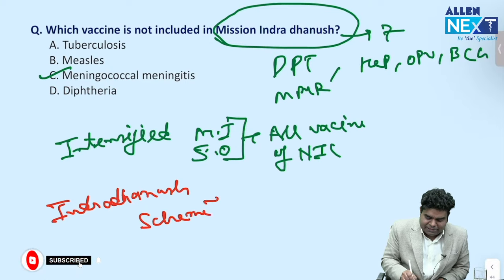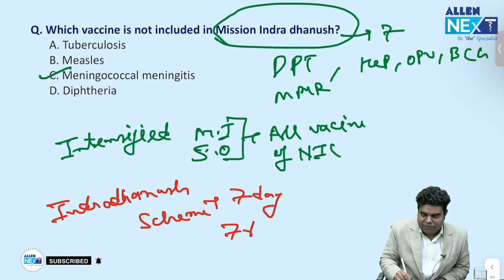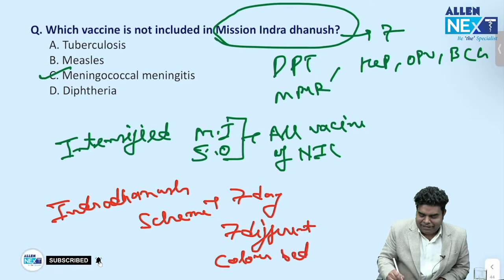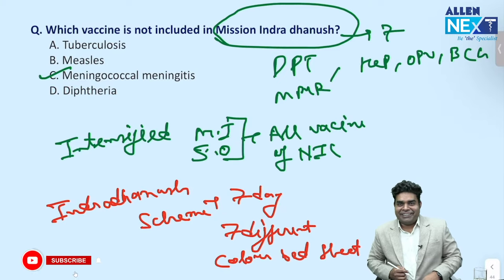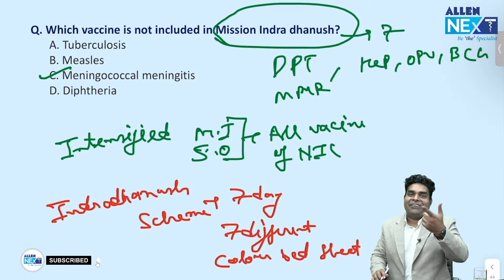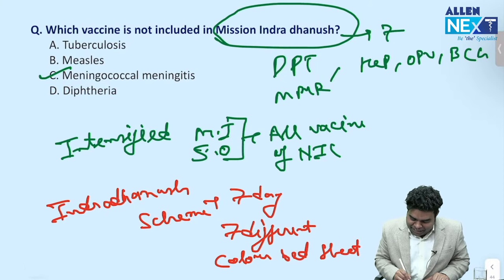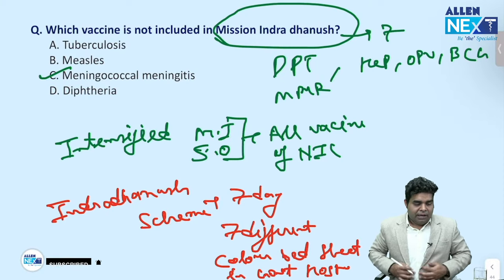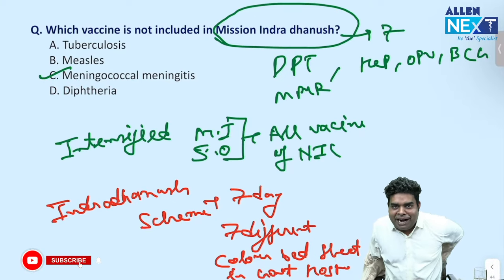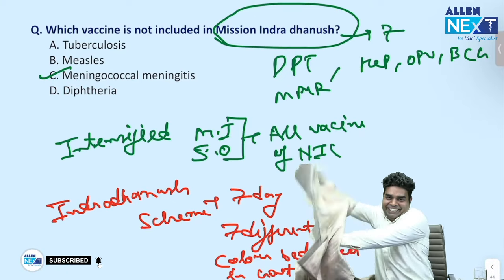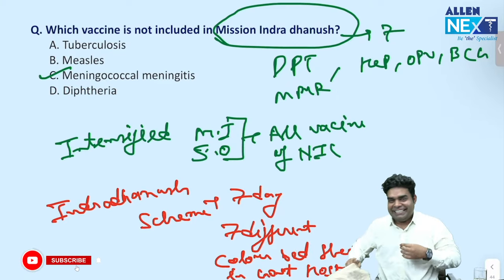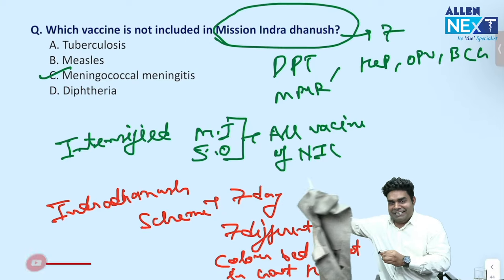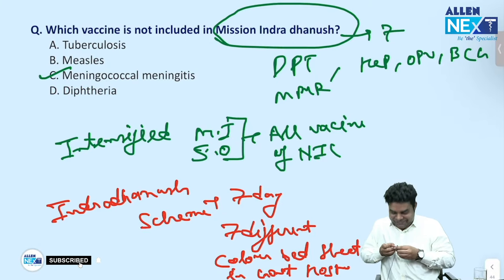Indradhanush scheme is 7 days, 7 different color bedsheet. Where? In my lover Saif Ali Khan's bedroom? No, in government hospital. 7 days, 7 different color bedsheet in government hospital. That is Indradhanush scheme. And vaccination is intensified. Feeling hot. First day of my menses. Okay. Or it can be my menopause also.